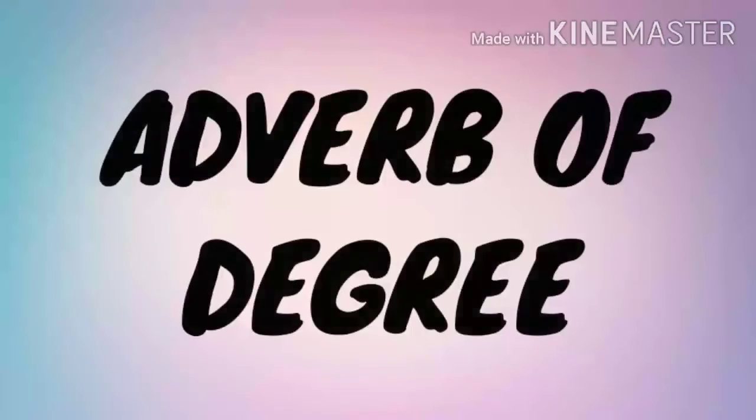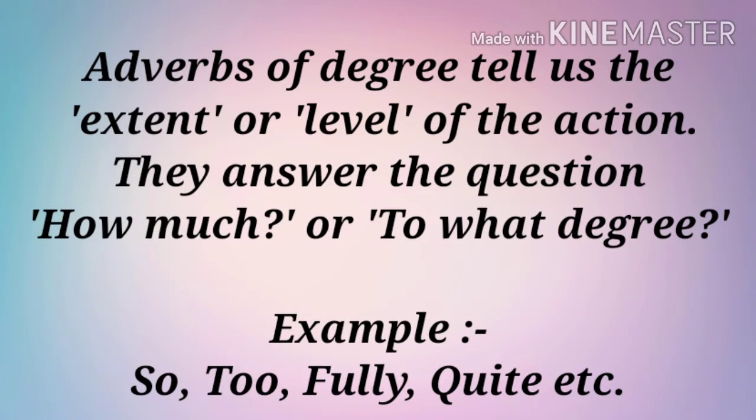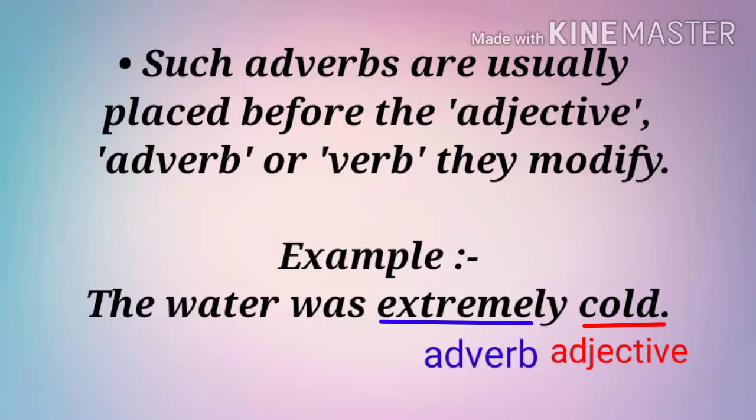Next is adverb of degree. Adverbs of degree tell us the extent or the level of the action. They answer the question how much or to what degree. For example, so, too, fully, quite, etc. Such adverbs are usually placed before the adjective, adverb, or verb they modify. For example, the water was extremely cold.